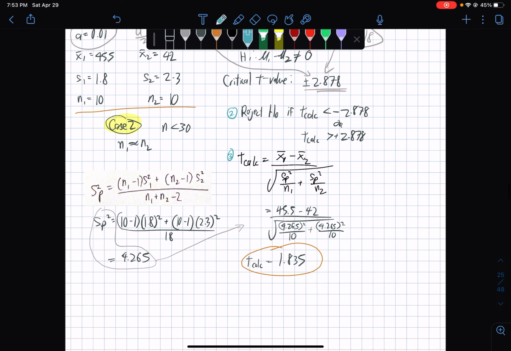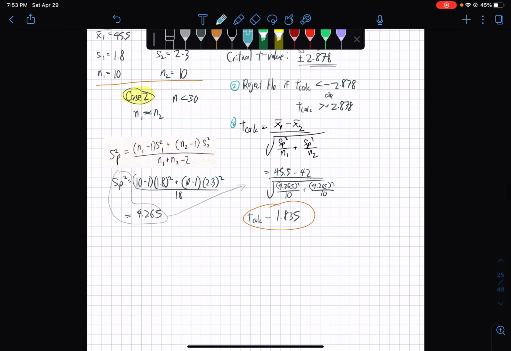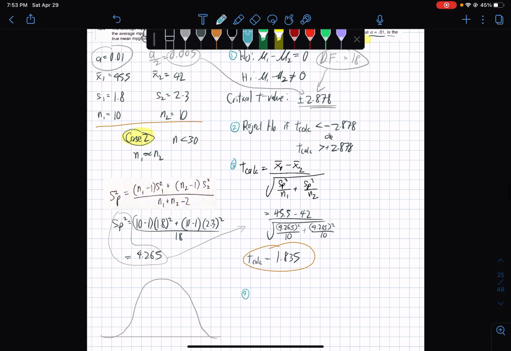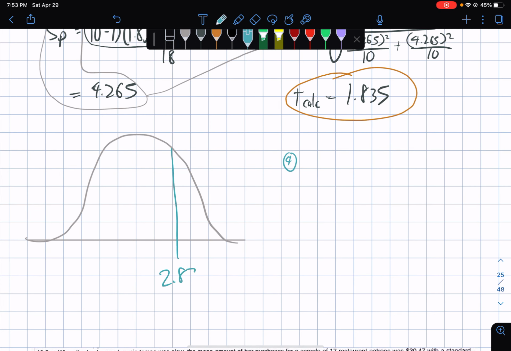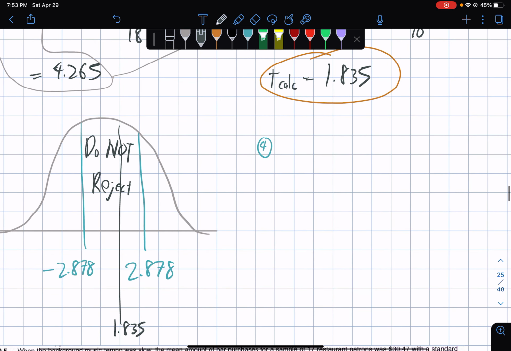So that's our result for step 3. Step 4, what is our final resolution? We draw in order to find it. This is a two-tailed test again, so 2.878. This one's negative 2.878, and somewhere here is 1.835. This region is the do not reject region. So for the resolution, we fail to reject.